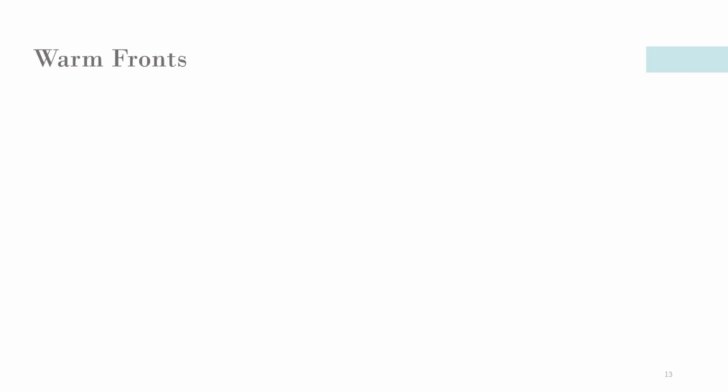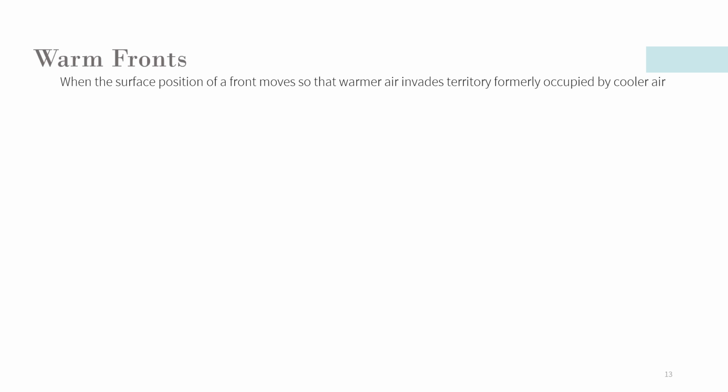First is the warm front. What is a warm front? This happens when the surface position of a front moves so that warmer air invades territory formerly occupied by cooler air. So that means warm air replaces cooler air.